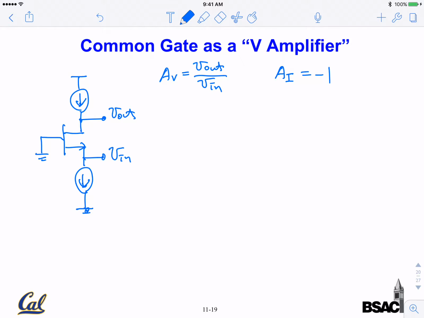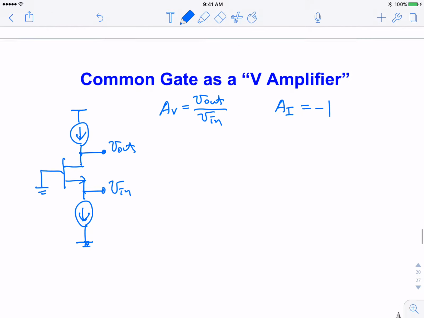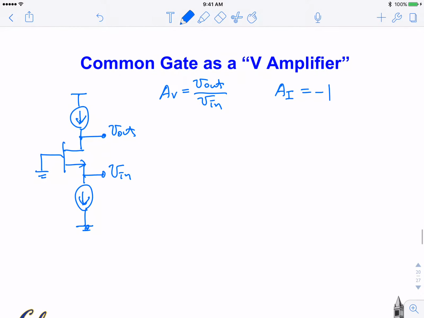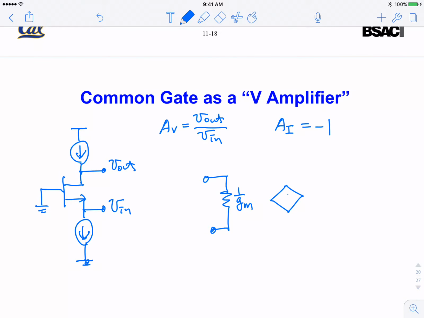We don't have to analyze the circuit again. We can go to the circuit we already found. We already found 3 fundamental parameters, and we can derive everything else from them. So let's reproduce that here. In the 2-port model, the input resistance is 1 over Gm. I have a dependent current source, and the value of the source is minus Iin. Here's Iin, minus Iin, and I have a very large Rout here.